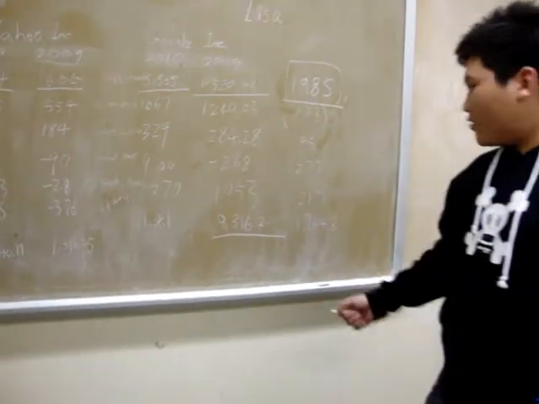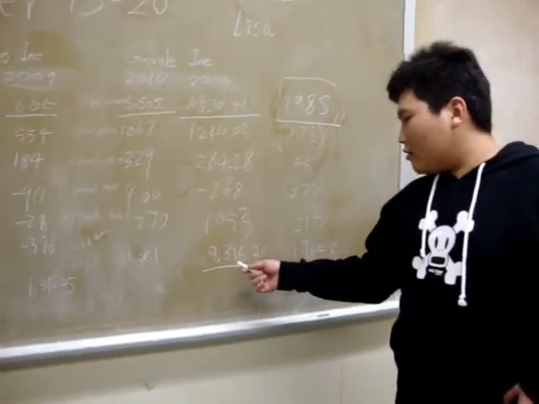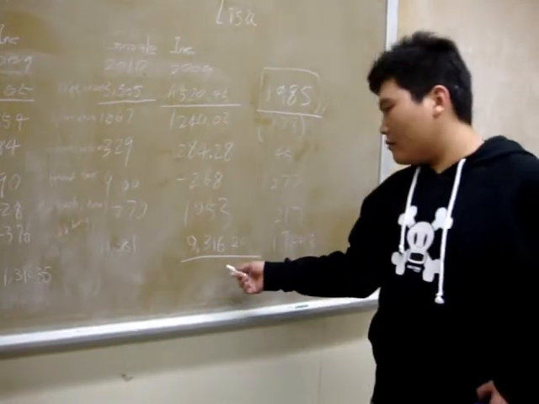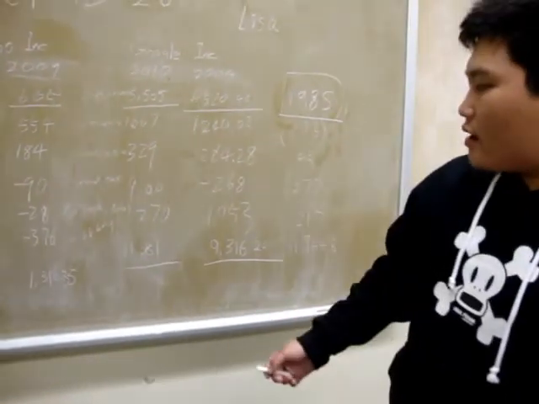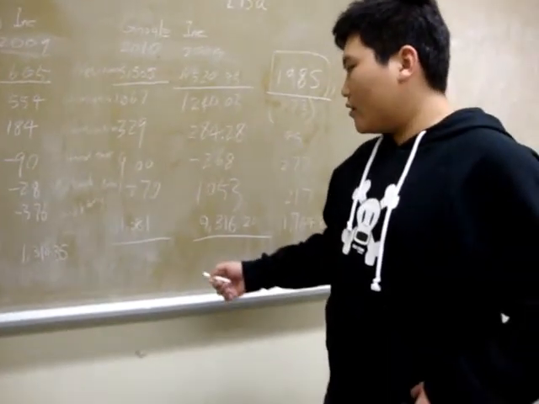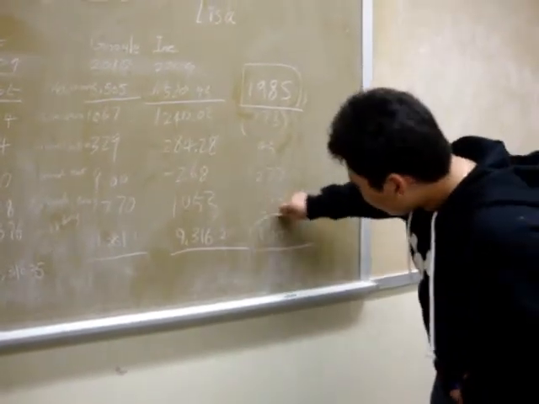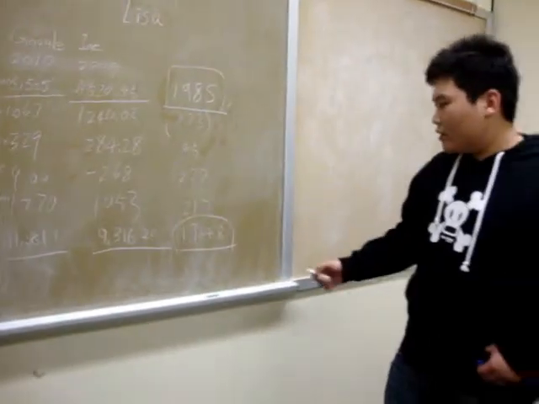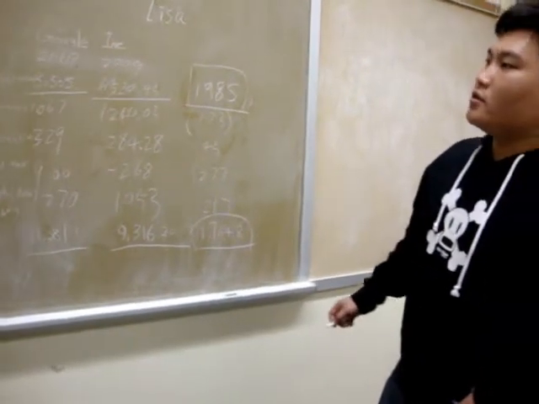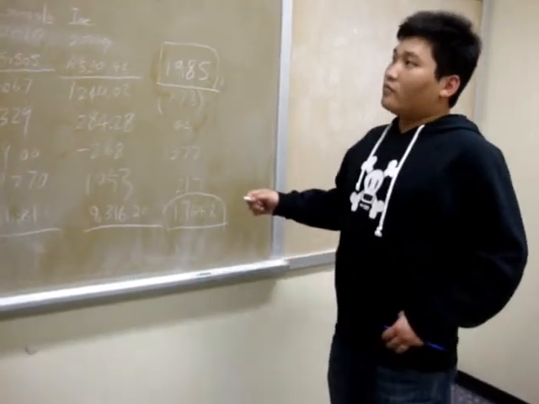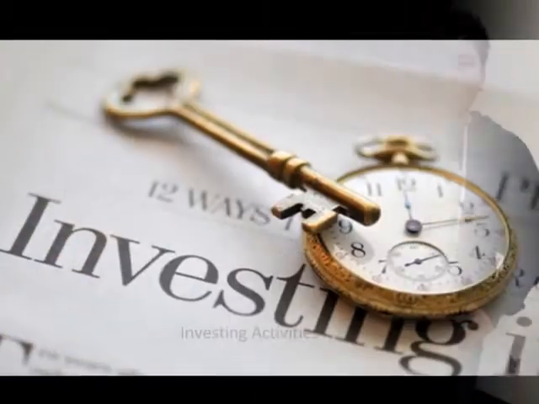The cash from operating activities for Google in 2009 is $9,316 million, and for Google in 2010 it is $11,081 million. It's increased by $1,764 million. It's also better than Yahoo. So as we see from the statement of cash flows, we can find that Google is better than Yahoo.